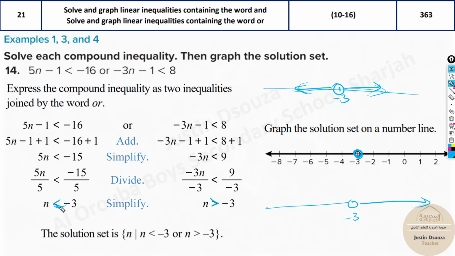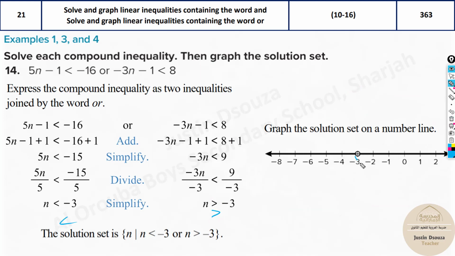But if it was less than or equal, greater than or equal, then it would be all real numbers. All real numbers are the solution because even minus 3 is included. When it is only less than or greater than, the number minus 3 is not included, and all the other numbers are included.